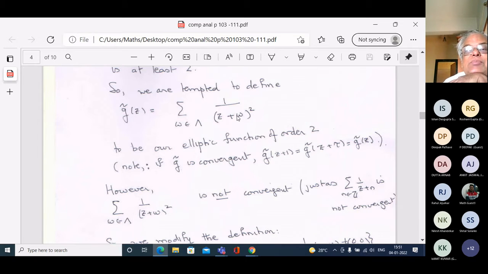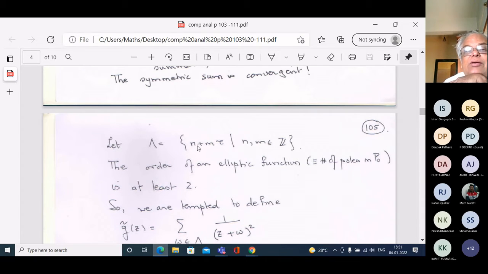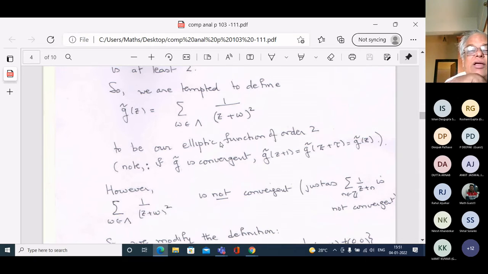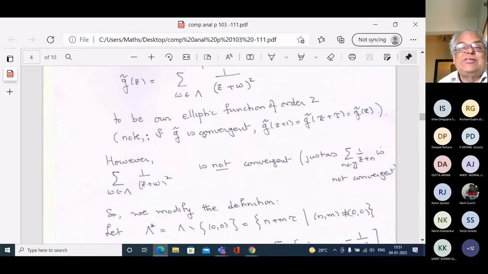Because when you translate z by 1, that omega, your w, has an n. So that 1 can be transferred to this n. And when you translate it by tau, you get m plus 1 tau. And therefore, you can absorb that translation in tau in the m. So if it were summable, then it will be periodic with period 1 and period tau.